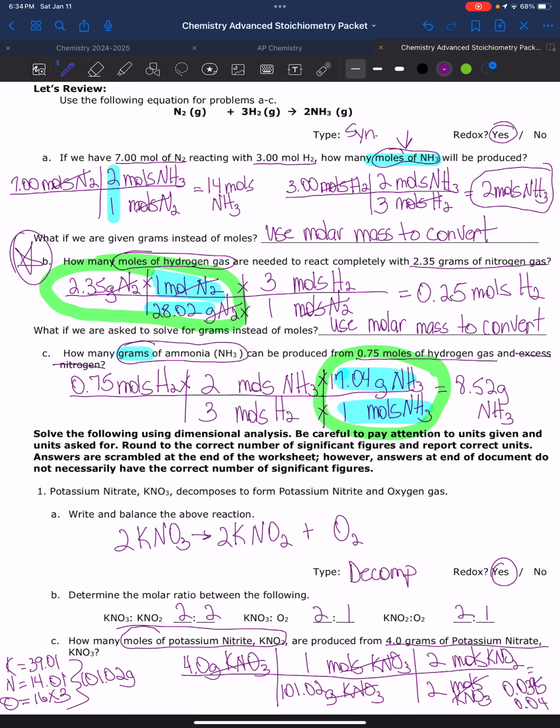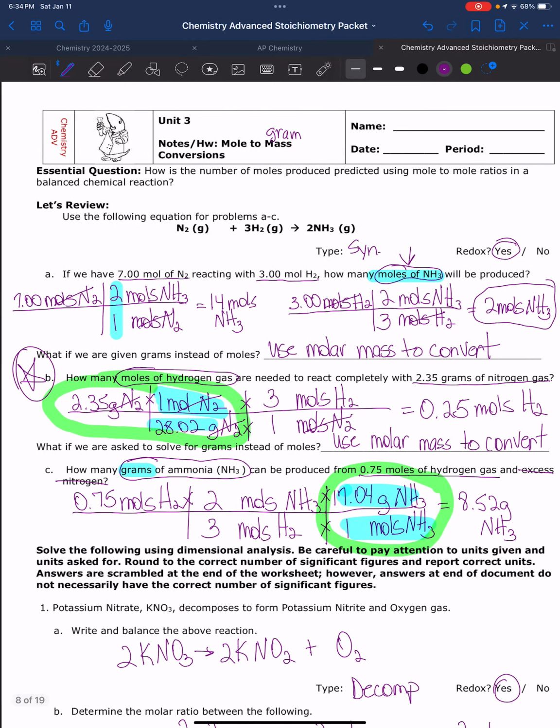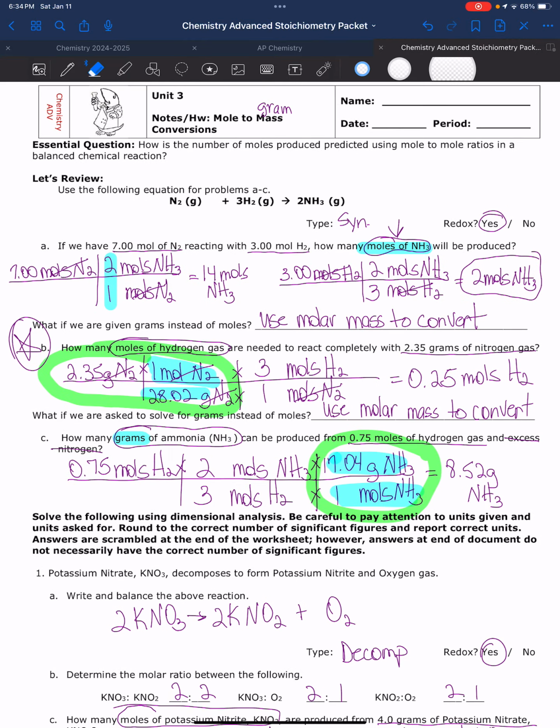Okay, so let's turn the page. How many grams of oxygen gas? So we're going to continue using that same reaction. Okay, so we're gonna have to flip back and forth a little bit. So grams of oxygen gas is what we're looking for, produced from 4 moles of potassium nitrate. So I'm starting with moles and I'm asked to find grams. That means it's going to be like part C down here. Starting with moles, finding grams.